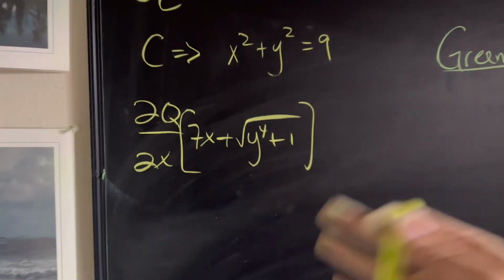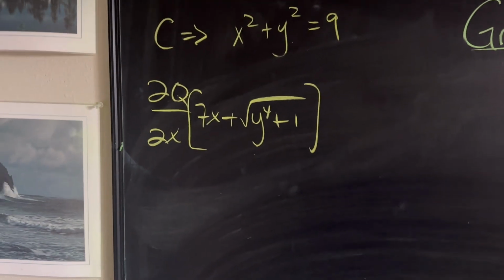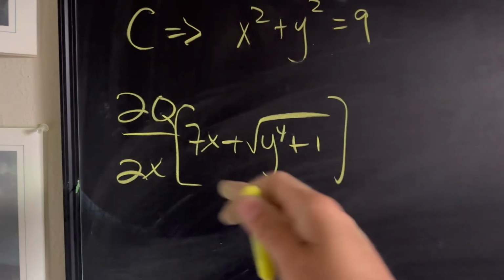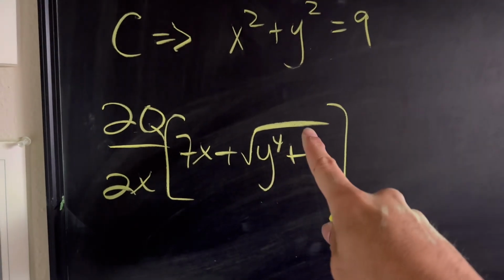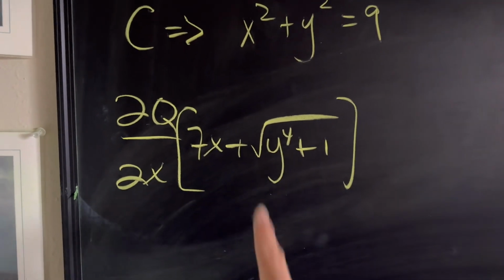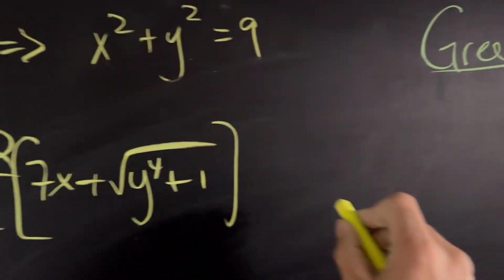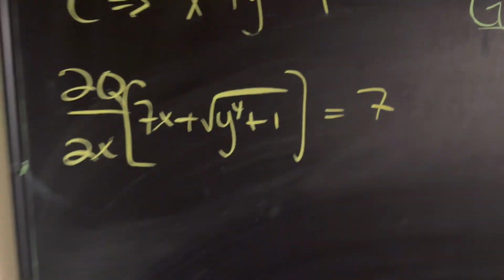Now, if you don't know much about partial derivatives, the idea is to treat every variable but the x as a constant. So in this case, y to the power of 4 plus 1 is simply a constant. So you're just taking the derivative of this value here. So we just have 7. And now we're going to do the same thing.